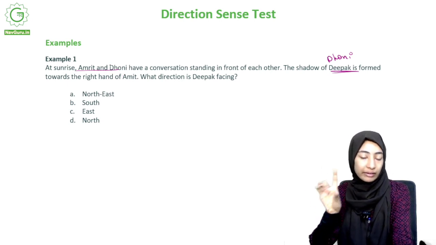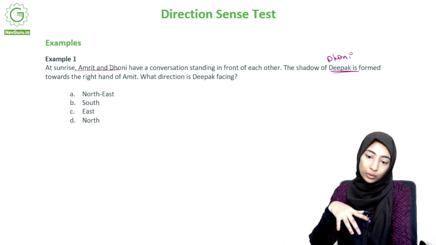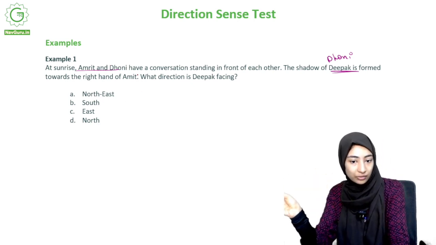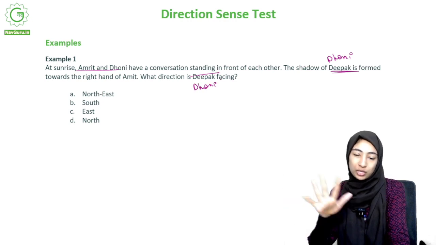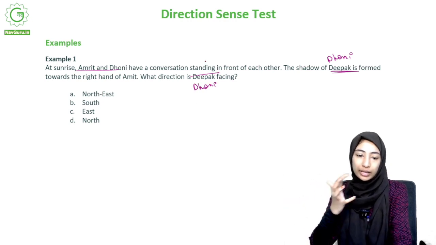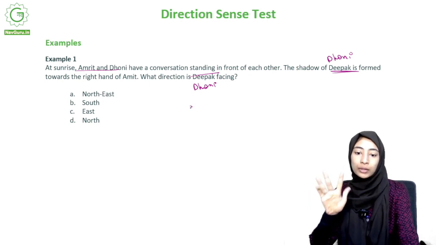Amrit and Dhoni are having a conversation. They are standing in front of each other. The shadow of Dhoni is formed towards the right hand of Amit. In which direction is Dhoni facing? Okay. Sorry for the mistake. I think it was a question that had an error. But yeah. Okay. Now this is clear, right?